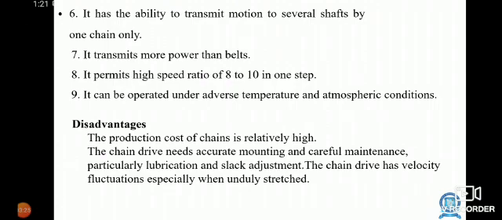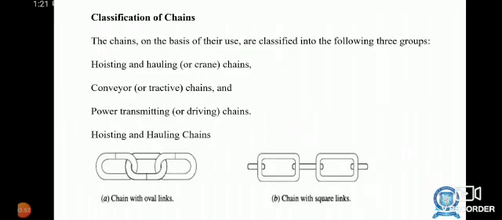It transmits more power than belts. It permits a high speed ratio of 8 to 10 in one step. It can be operated under adverse temperature and atmospheric conditions. Disadvantages: The production cost of chains is relatively high. The chain drive needs accurate mounting and careful maintenance, particularly lubrication and slack adjustment. The chain drive has velocity fluctuation, especially when unduly stretched.